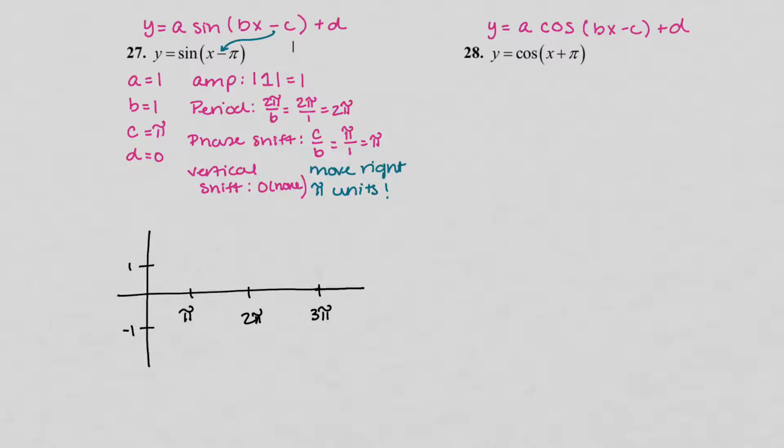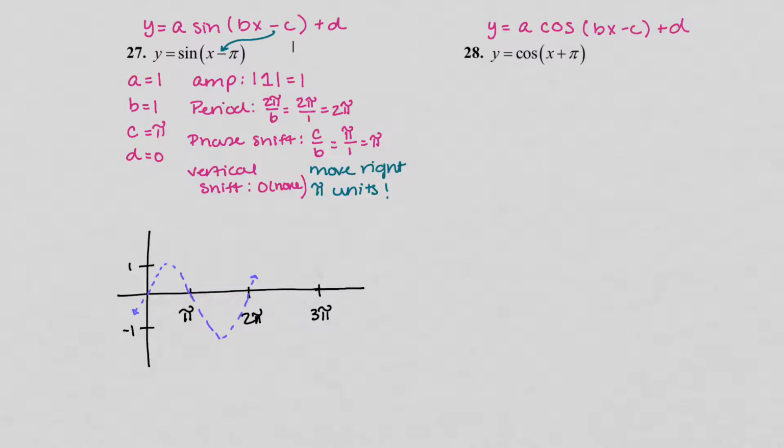Sine usually goes through the origin and comes up to 1 around pi over 2, goes back down through pi, hits negative 1 around 3 pi over 2, and comes back up and hits the x-axis again at 2 pi, right? And this is a continuous function, so we have arrows on the end. Now that is the parent function there in purple. This function has been moved to the right pi units.